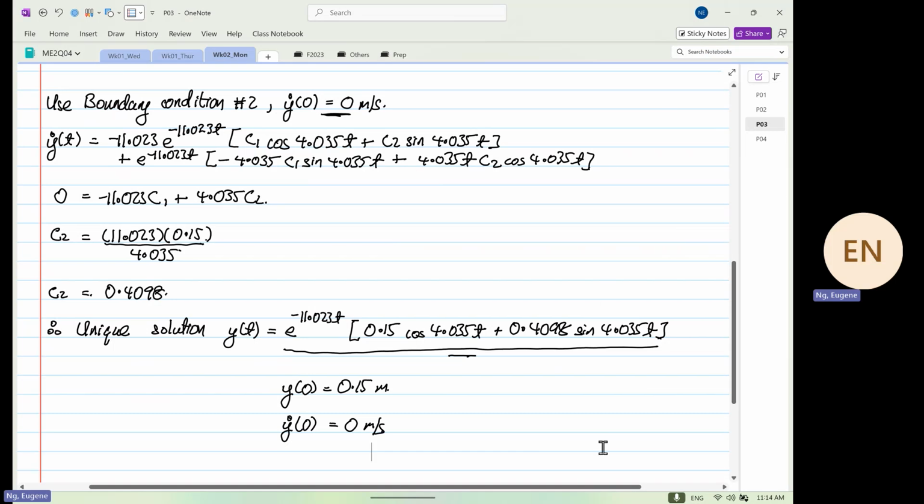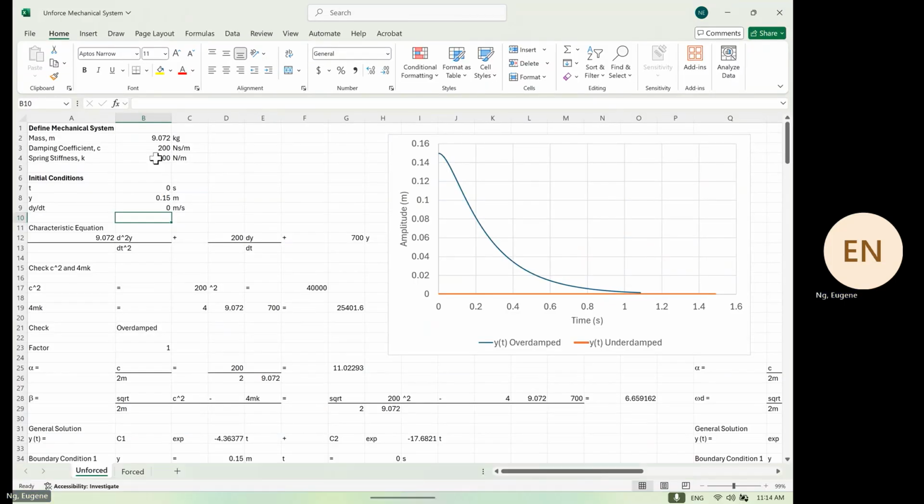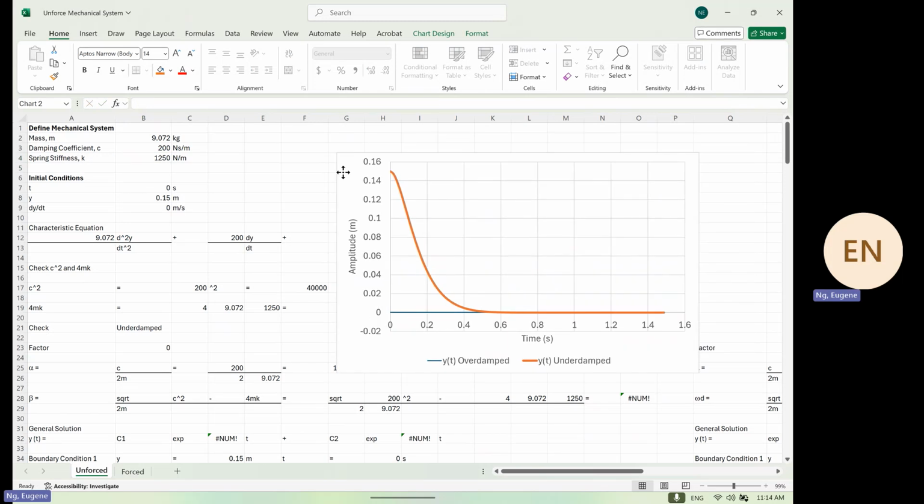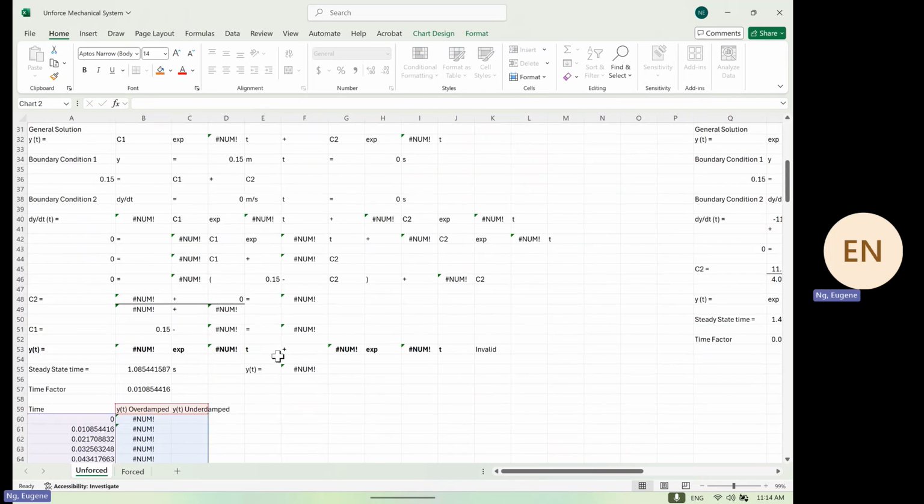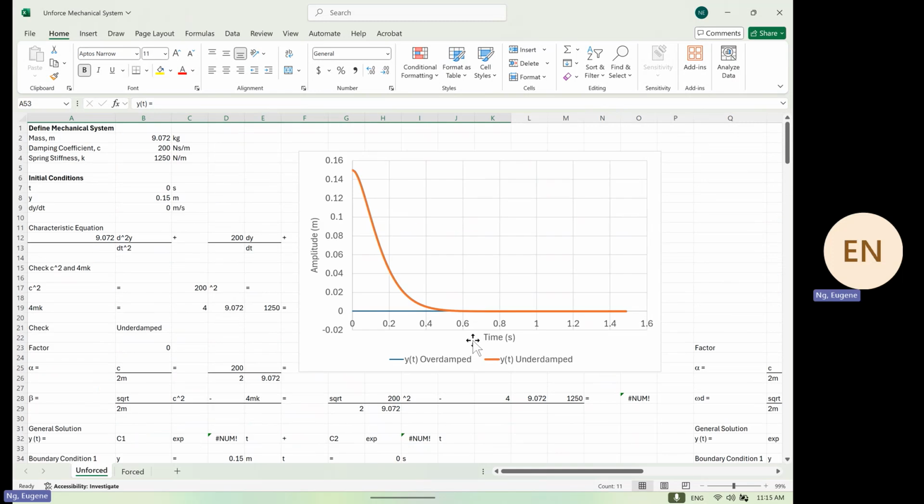Now, if we were to look into our Excel spreadsheet that we changed, so now what we do is we enter the value. So mass is the same, damping is the same. We change our what? Stiffness. You don't see so much of an oscillation yet, but you can see what? If you look at the unique solution, in this case, the first part of the solution is invalid. Why is it invalid? c squared minus what? 4mk. Yes or no? Okay.